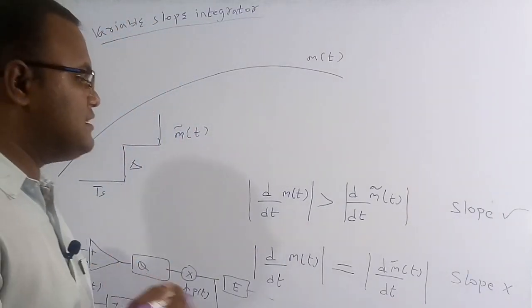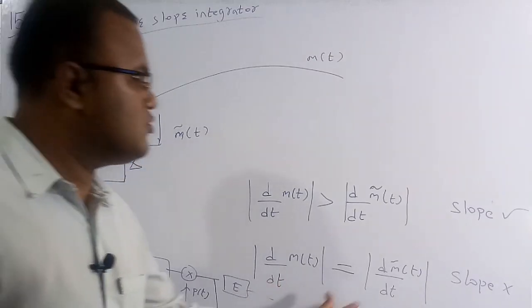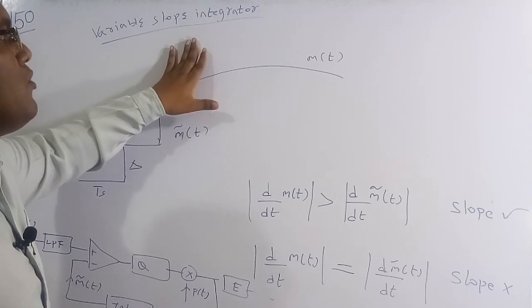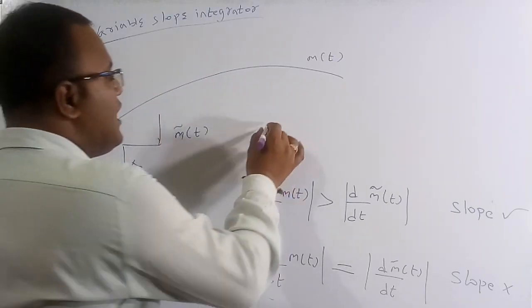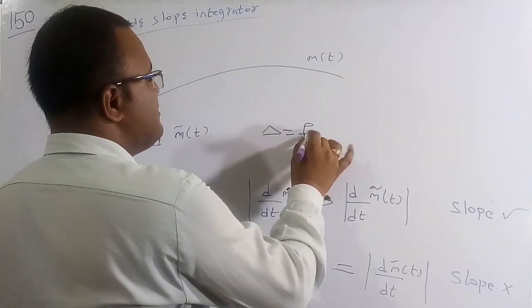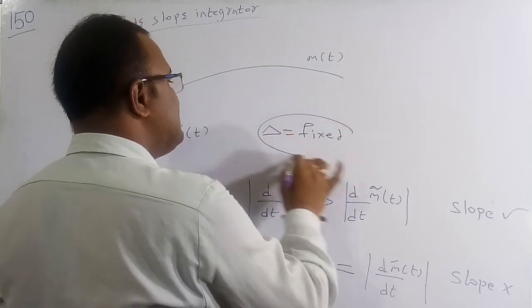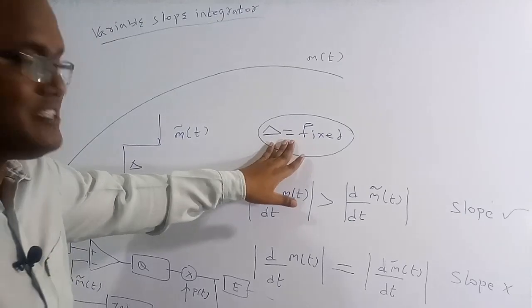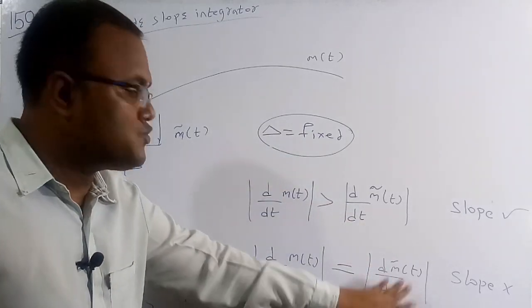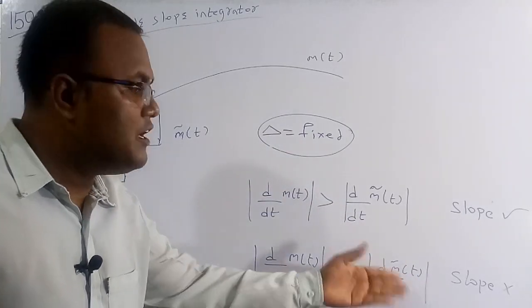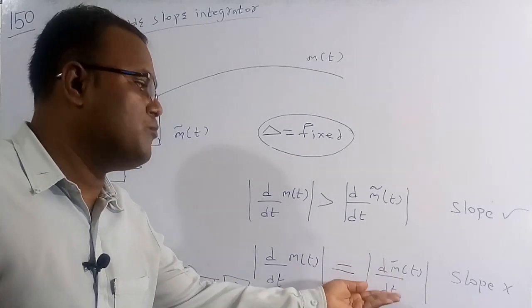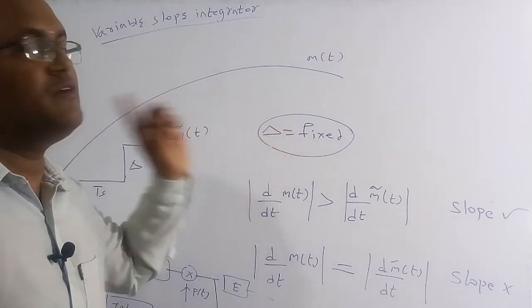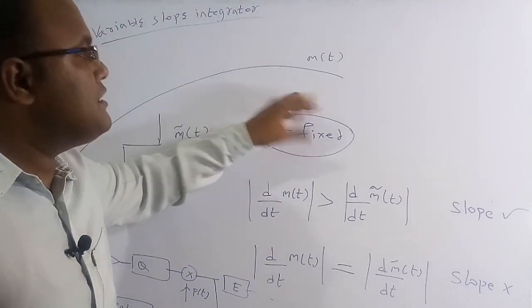So how are we going to make the slope of this message signal equal to the slope of this staircase? We have already told you that in delta modulation, the value of delta is fixed for each and every message signal, but we want to vary this delta. Because of this delta variation, the slope also changes. So whenever the slope of the staircase changes, we try to make it equal to the slope of the message signal. That means we have to vary this delta. So now, how do we need to vary this delta?